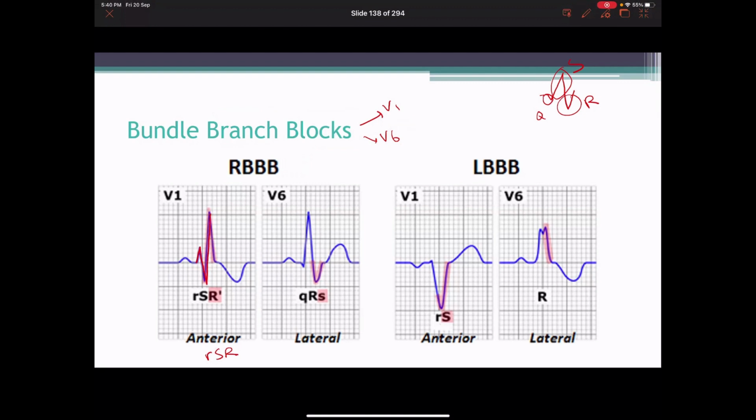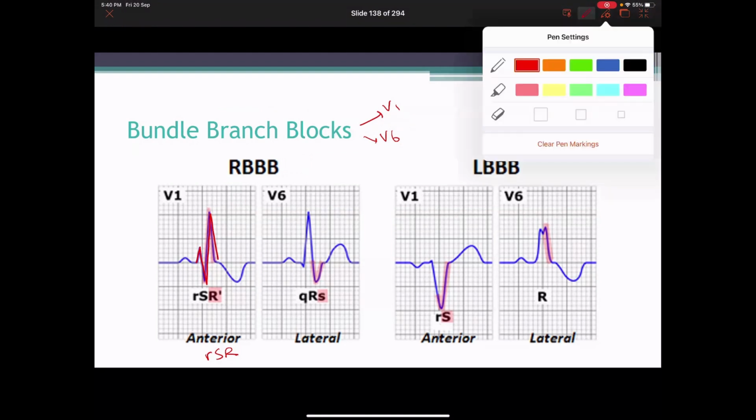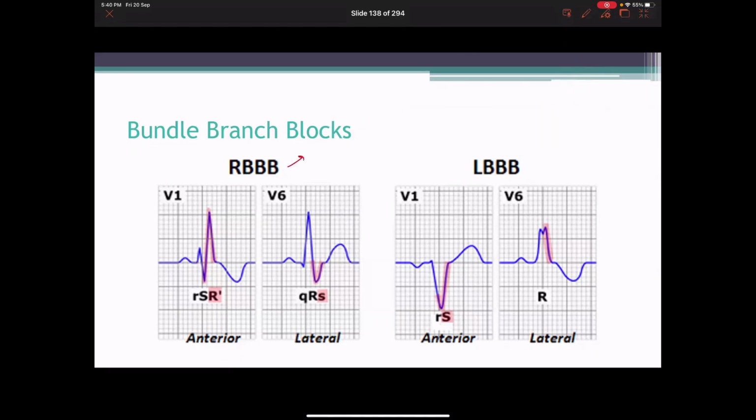Oh, sorry. Okay, V1, V6. Sorry about that. So Q, R, S. This is Q. This one is R. This one is S.